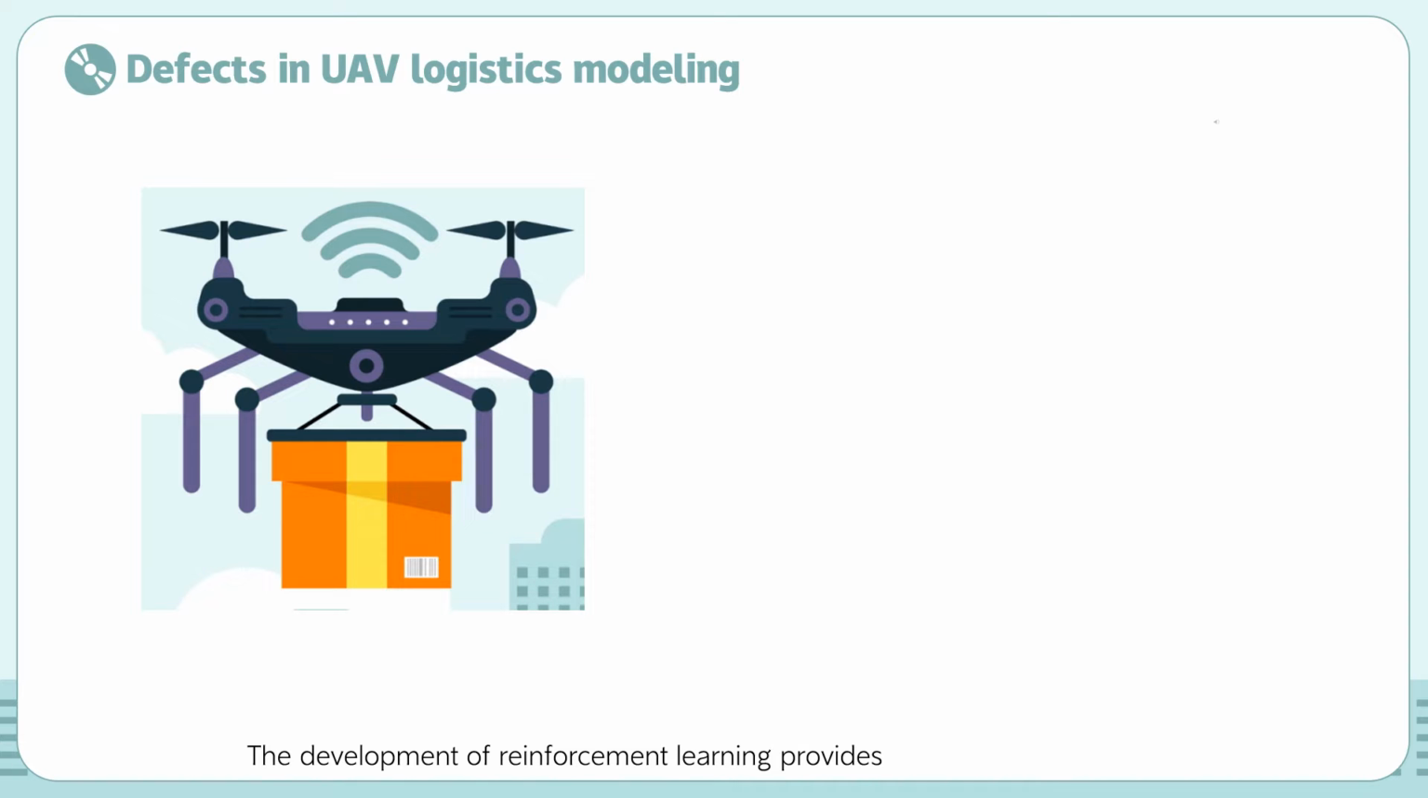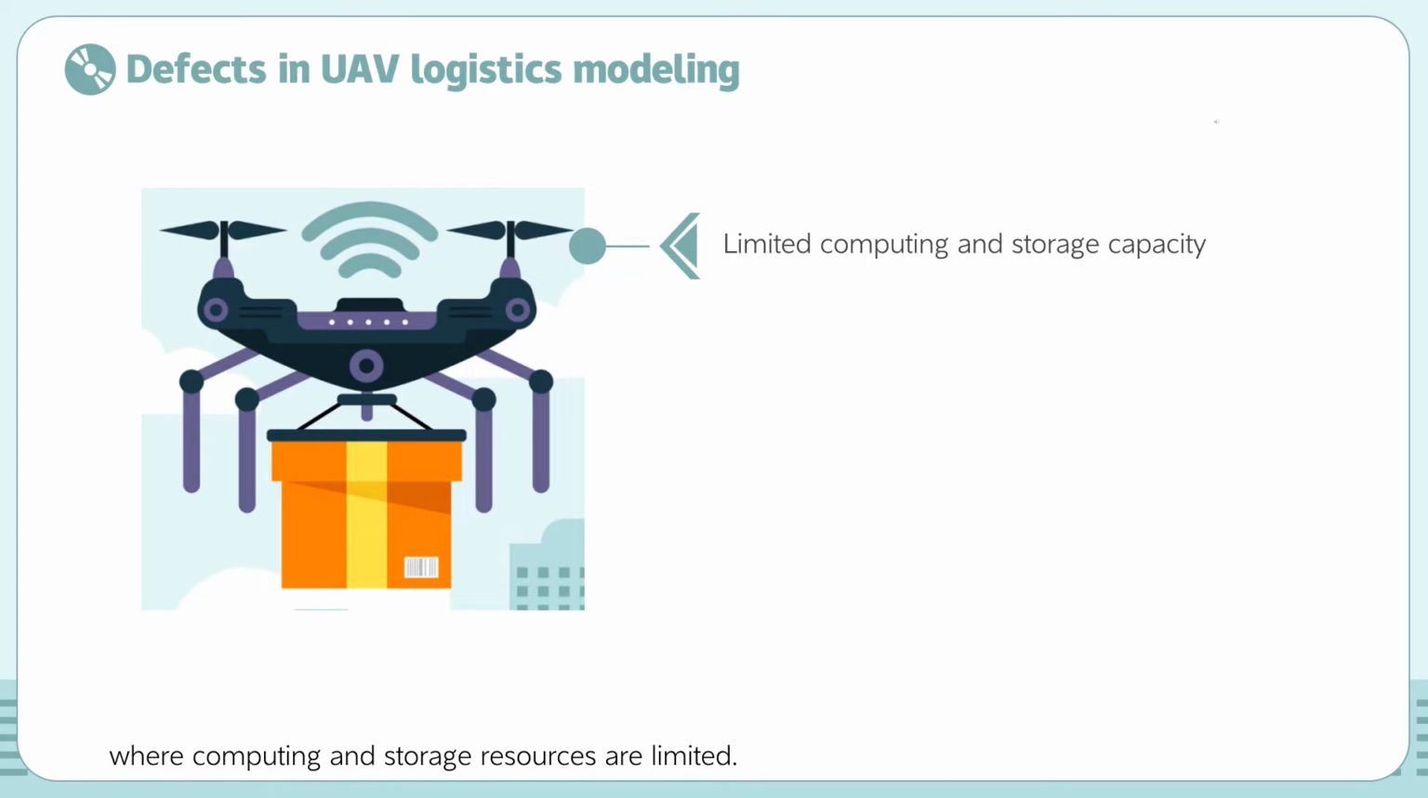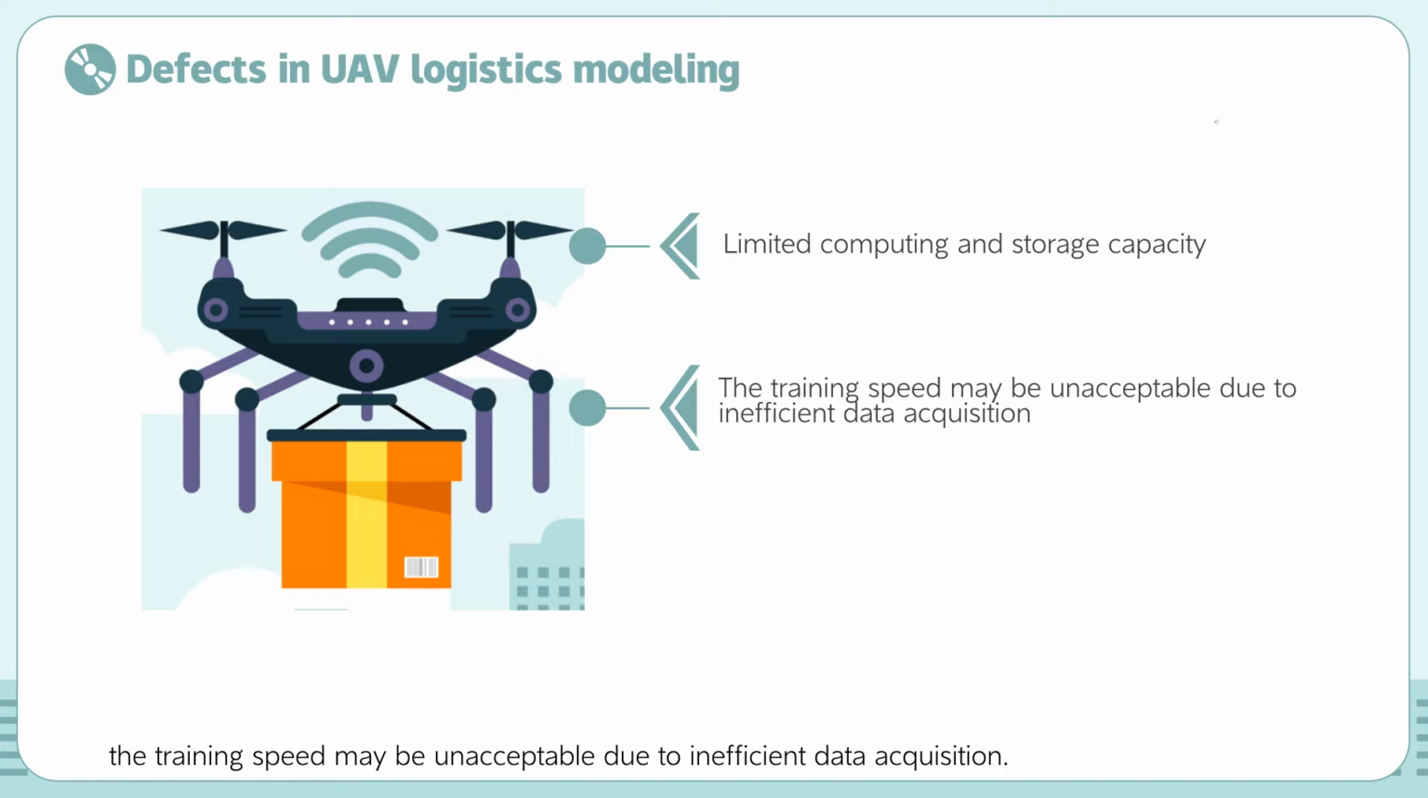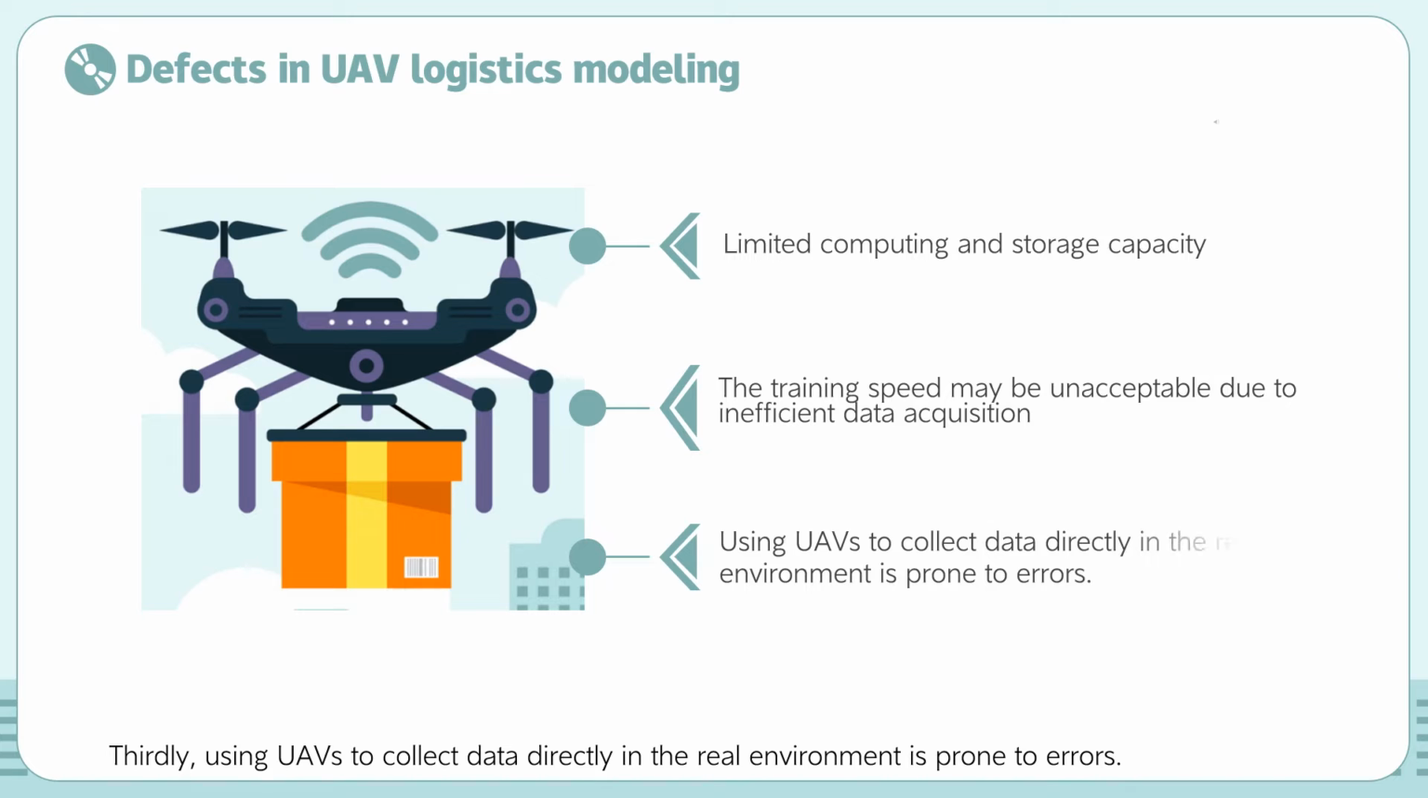The development of reinforcement learning provides a new method for intelligent cooperation of UAV swarm. However, these methods are resource-intensive and cannot be directly applied to UAVs where computing and storage resources are limited. Secondly, if we use distributed UAV-level devices to train deep reinforcement learning models, the training speed may be unacceptable due to inefficient data acquisition. Thirdly, using UAVs to collect data directly in the real environment is prone to errors.